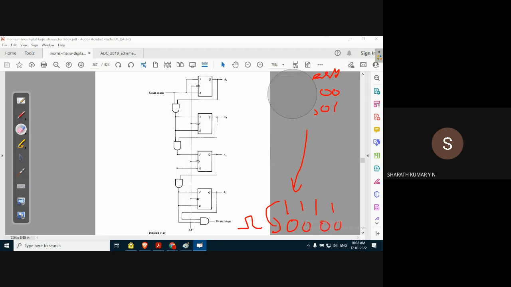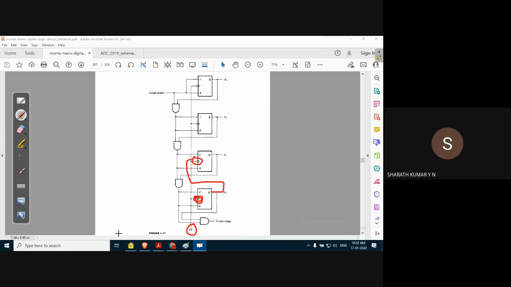For this synchronous counter, the clock pulse is applied as a clock input to all the flip flops, not like a binary ripple counter where the clock pulse is applied to only one flip flop, and the output of that flip flop is applied as a clock input for the next flip flop. Here, the clock pulse is applied to all the flip flops.